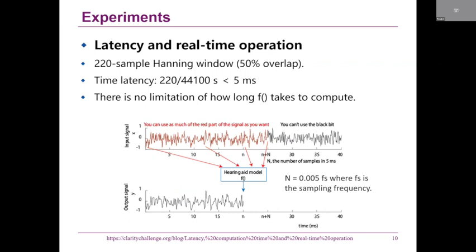implemented and tested in the short-time Fourier transform domain with a 220 sample Hanning window and 110 sample hop size at the sampling rate of 44,100 Hz. The total time delay is less than the requirement of this challenge, 5 milliseconds.